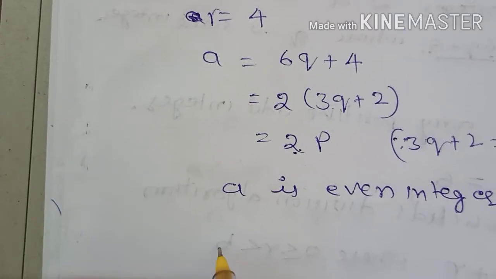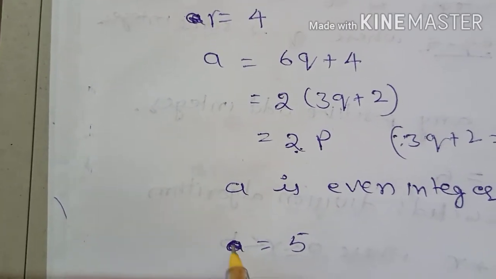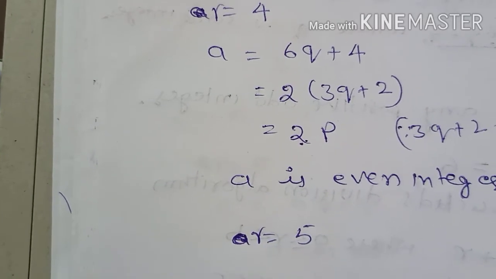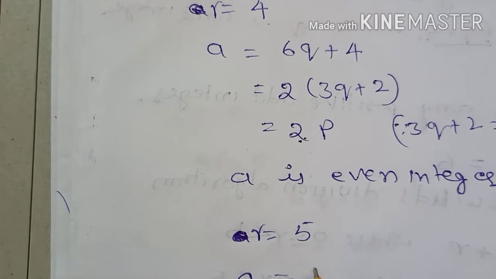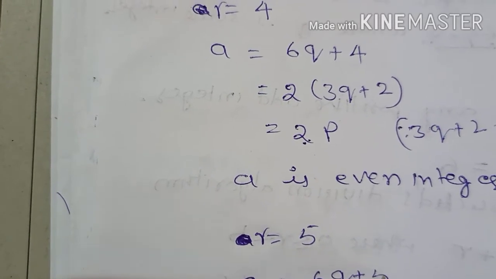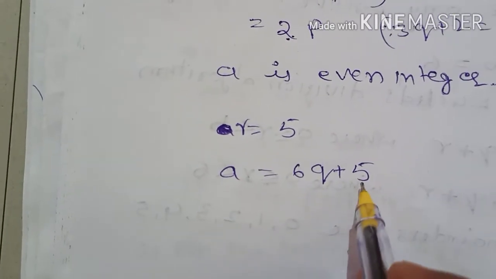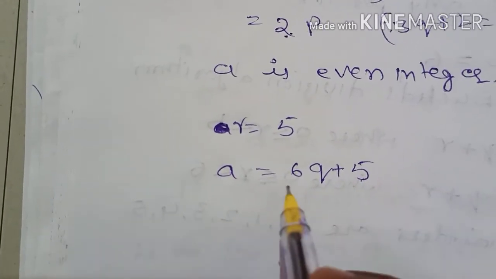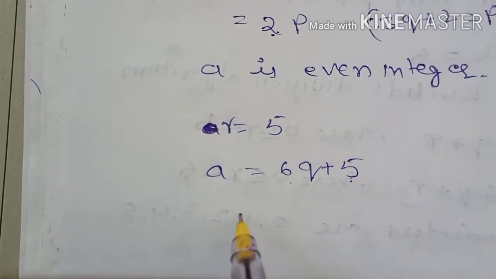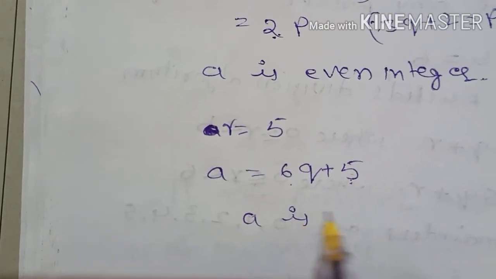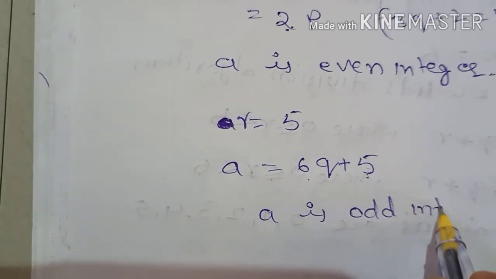Now r is equal to 5. What will we get? a is equal to 6q plus 5. So the remainder is 5, a is equal to 6q plus 5. This whole integer is odd. A is an odd integer.